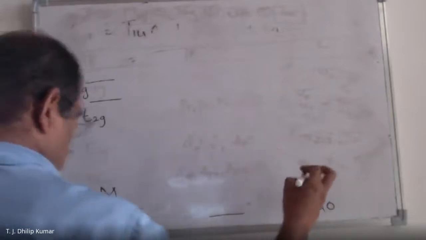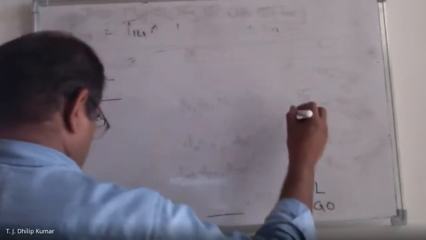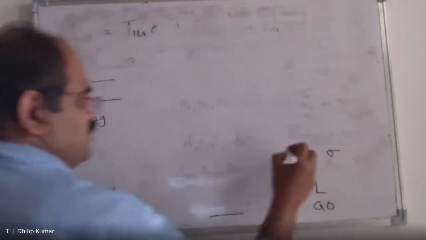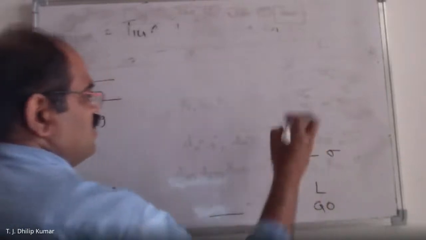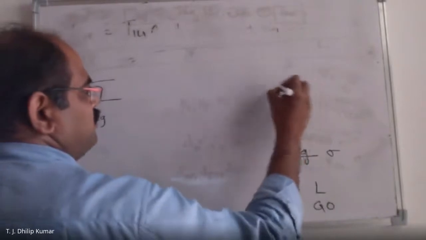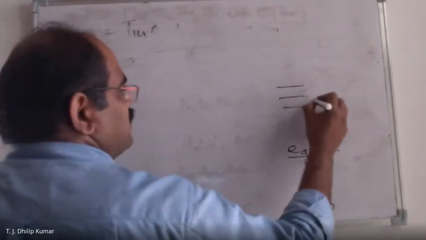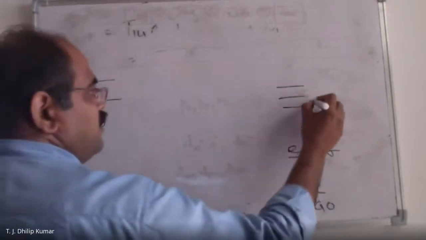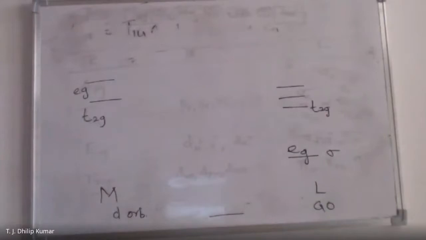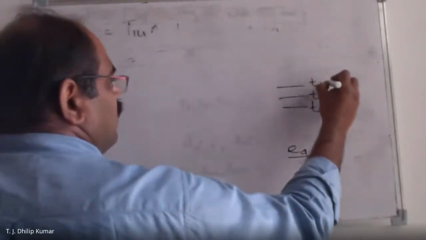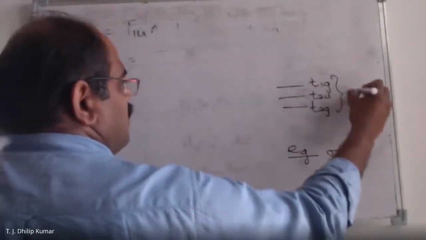So the ligand has sigma and various pi orbitals. The sigma is here, and this is of EG type, and there are pi orbitals also. These are all pi, and these are T2G, T2U, and T1G. These are all pi orbitals of the ligands.